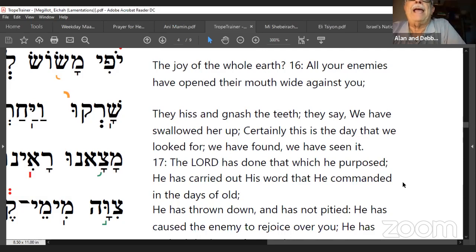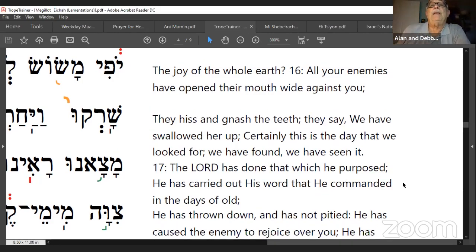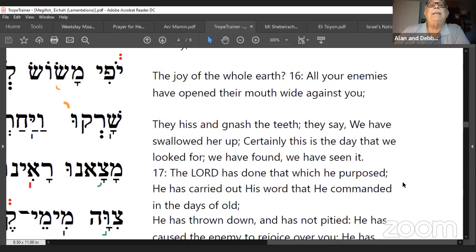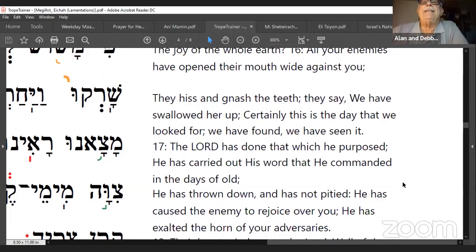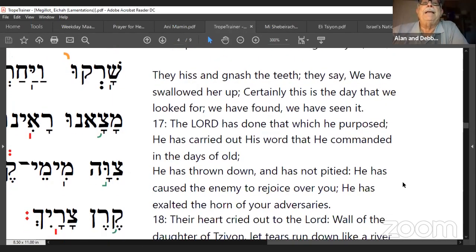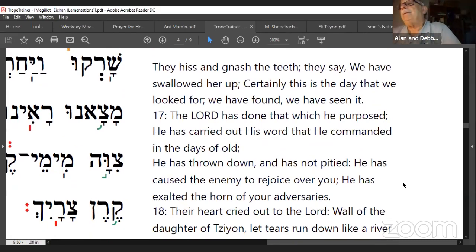Certainly, this is the day that we look for. We have found, we have seen it. The Lord has done that which he proposed. He has carried out his word that he commanded in the days of old. He has thrown down and not pitied. He has caused the enemy to rejoice over you. He has exalted the horn of your adversaries.